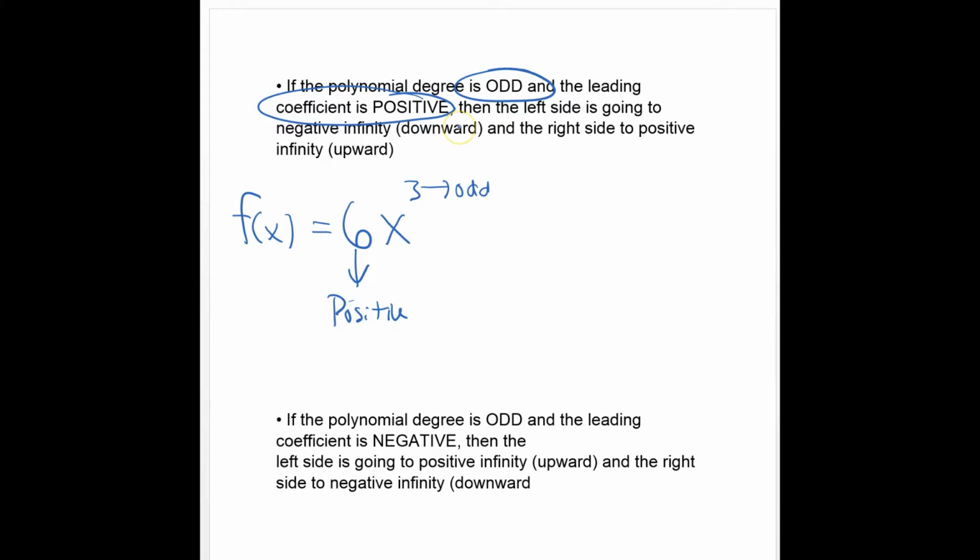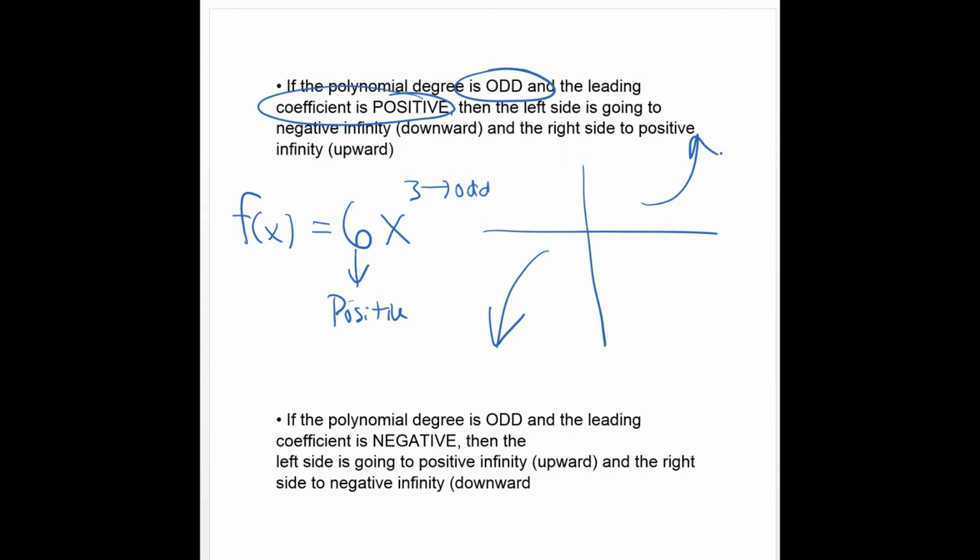Now, this statement says then the left side is going to negative infinity and the right side is going to positive infinity. Let me show you what that picture looks like. The left side is going to negative infinity, which is down. The right side is going to positive infinity, which is up.